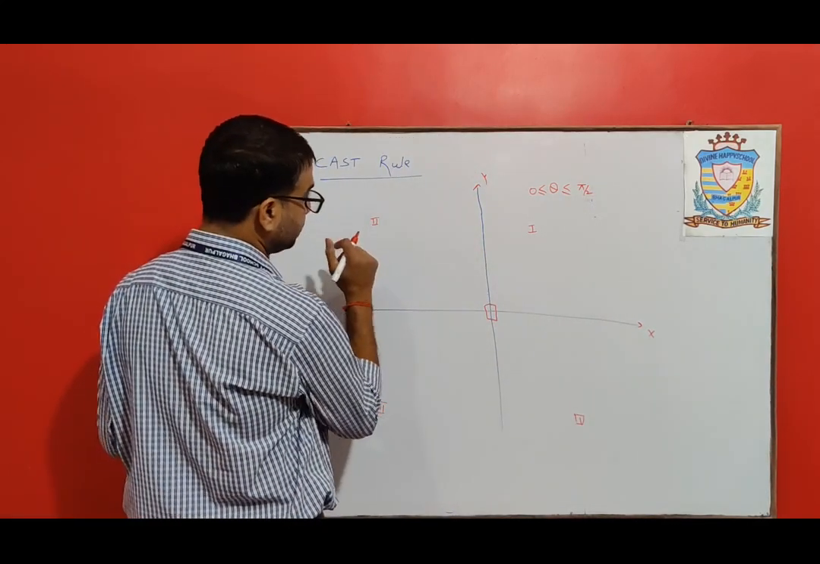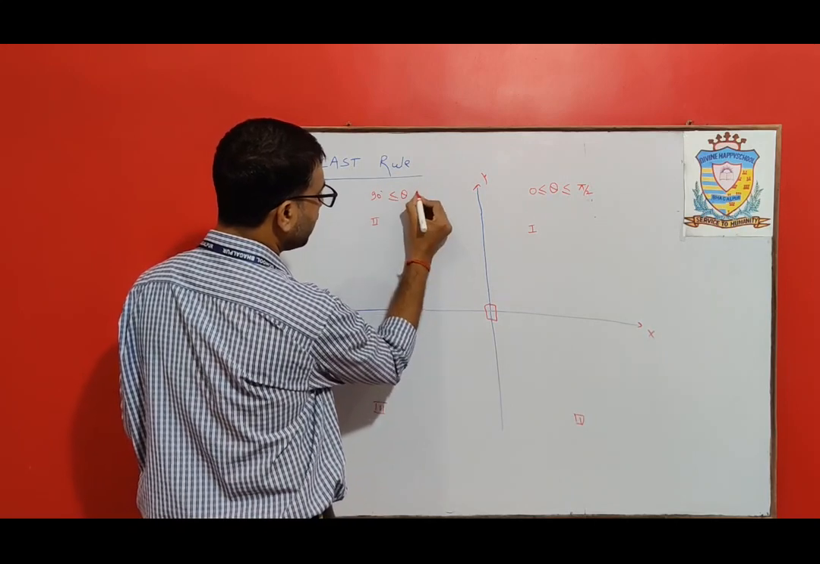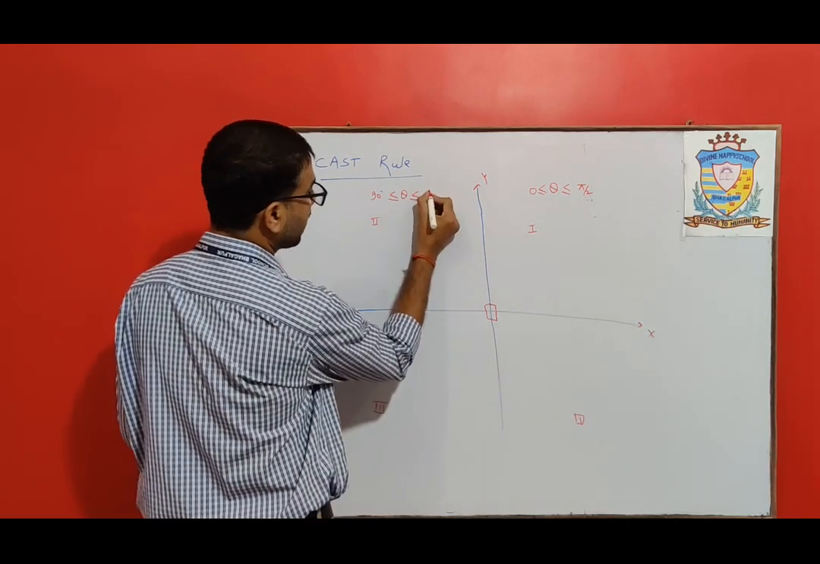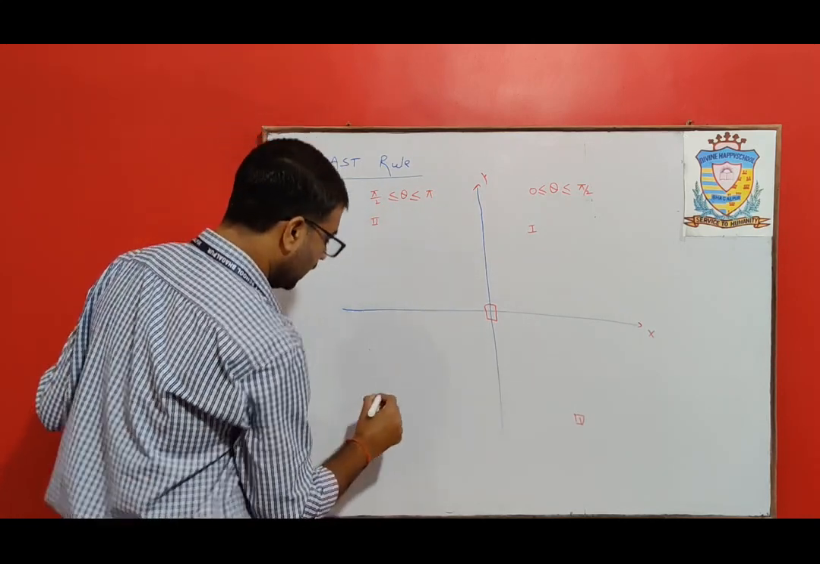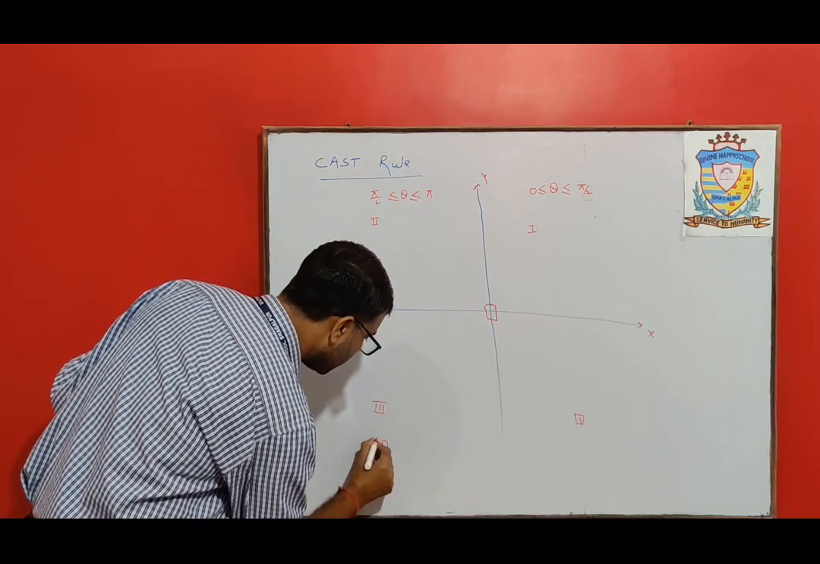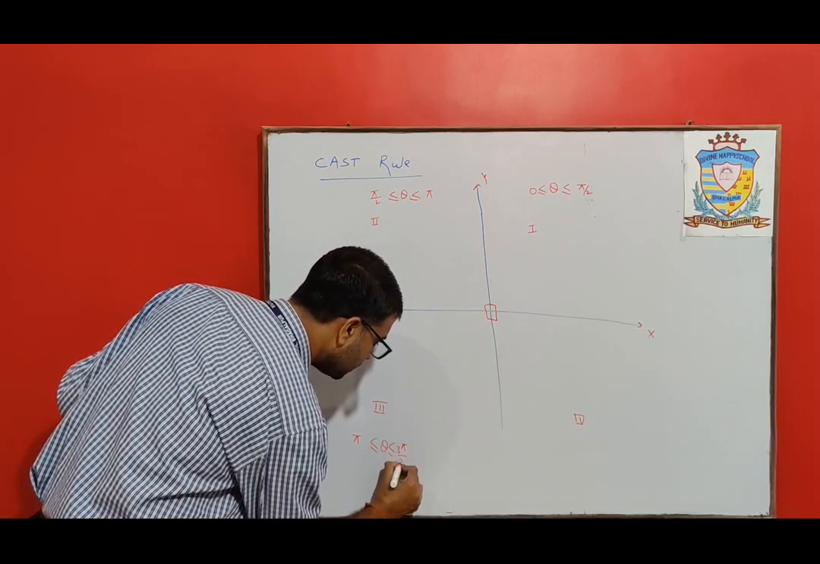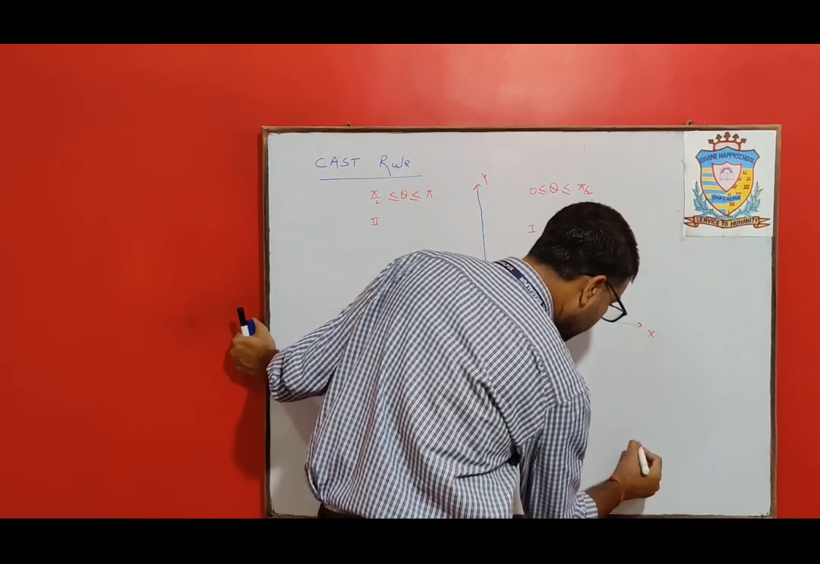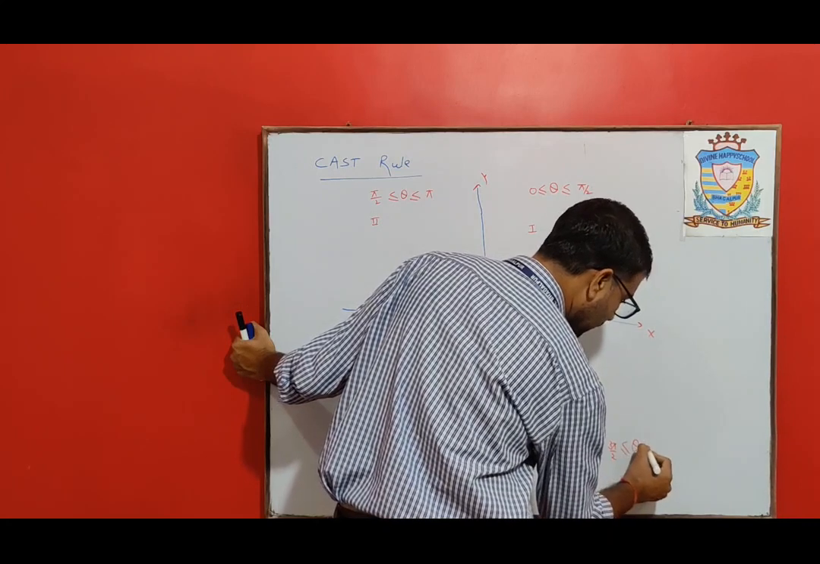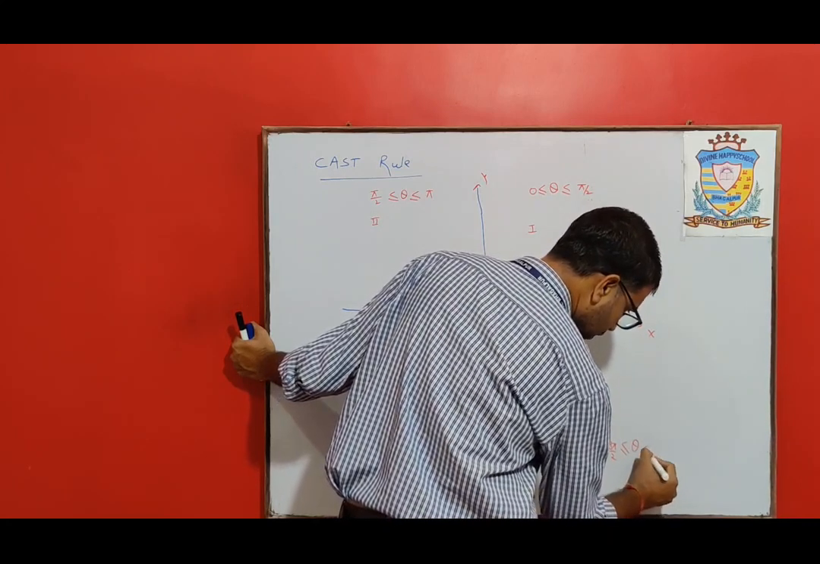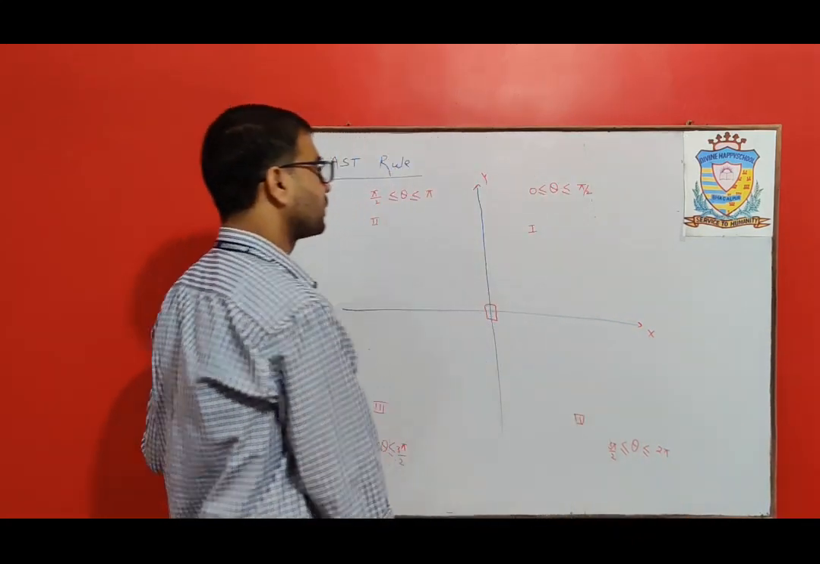Clear? Here the angle theta is greater than 90 degree and smaller than pi, or you can say pi by 2 to pi. Clear? In this quadrant theta is greater than or equal to pi and smaller than or equal to 3 pi by 2. In this part, theta is greater than 3 pi by 2 and smaller than or equal to 2 pi. Clear?